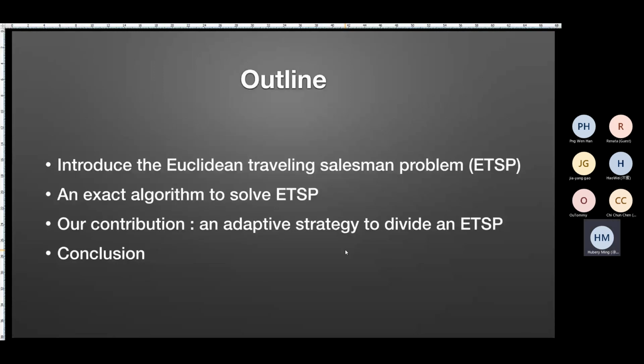So first, I will introduce the Euclidean traveling salesman problem. After that, I will give an exact algorithm to solve the Euclidean traveling salesman problem. And actually, this algorithm is a divide and conquer algorithm. And our contribution is to give an adaptive strategy to divide an instance of ETSP. And finally, I will give some conclusion. Okay, let's start with the introduction.